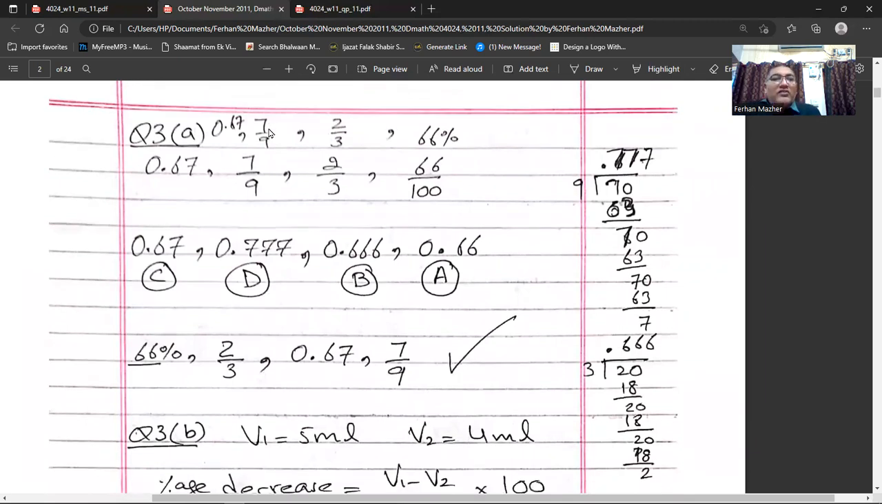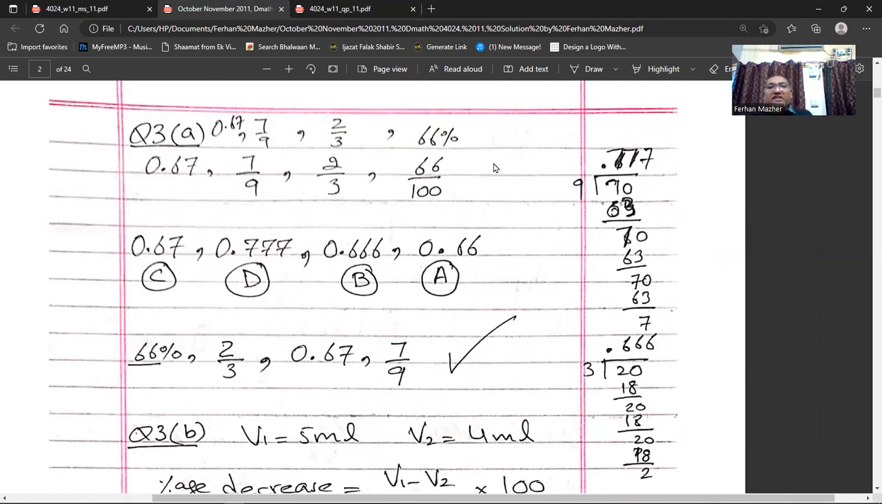Okay. So 0.67 is already in decimals. 7 by 9: here you can see I have converted 7 by 9. I have divided 7 by 9, put a point in the quotient, and put a 0 there. 9 7s are 63, so 7 is left. Again, so it means 0.777. Divide 2 by 3: you put a point here, put a 0 here. 3 6s are 18, 3 6s are 18, 3 6s are 18. So 0.666. And then 66% means 66 divided by 100, which means 0.66.